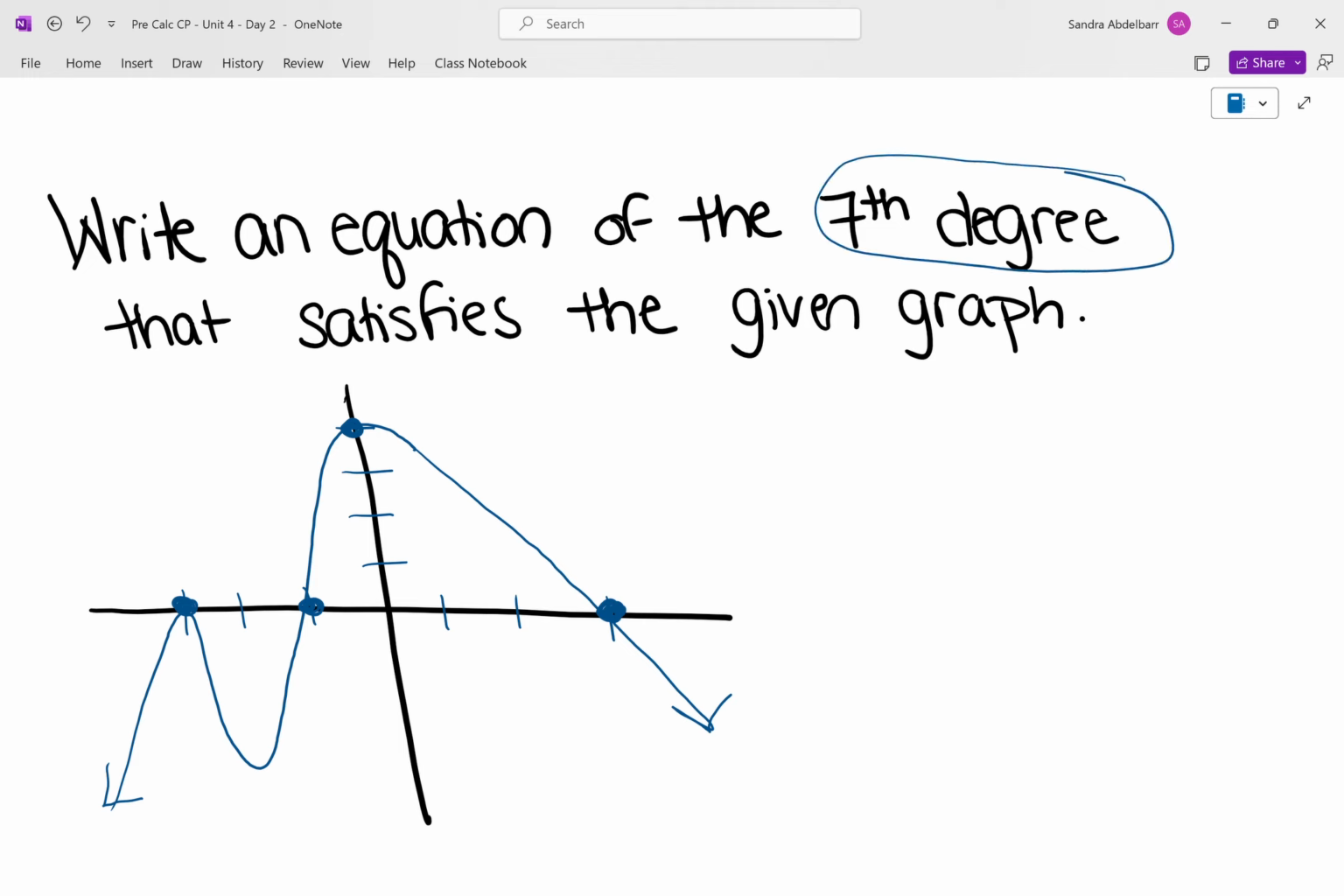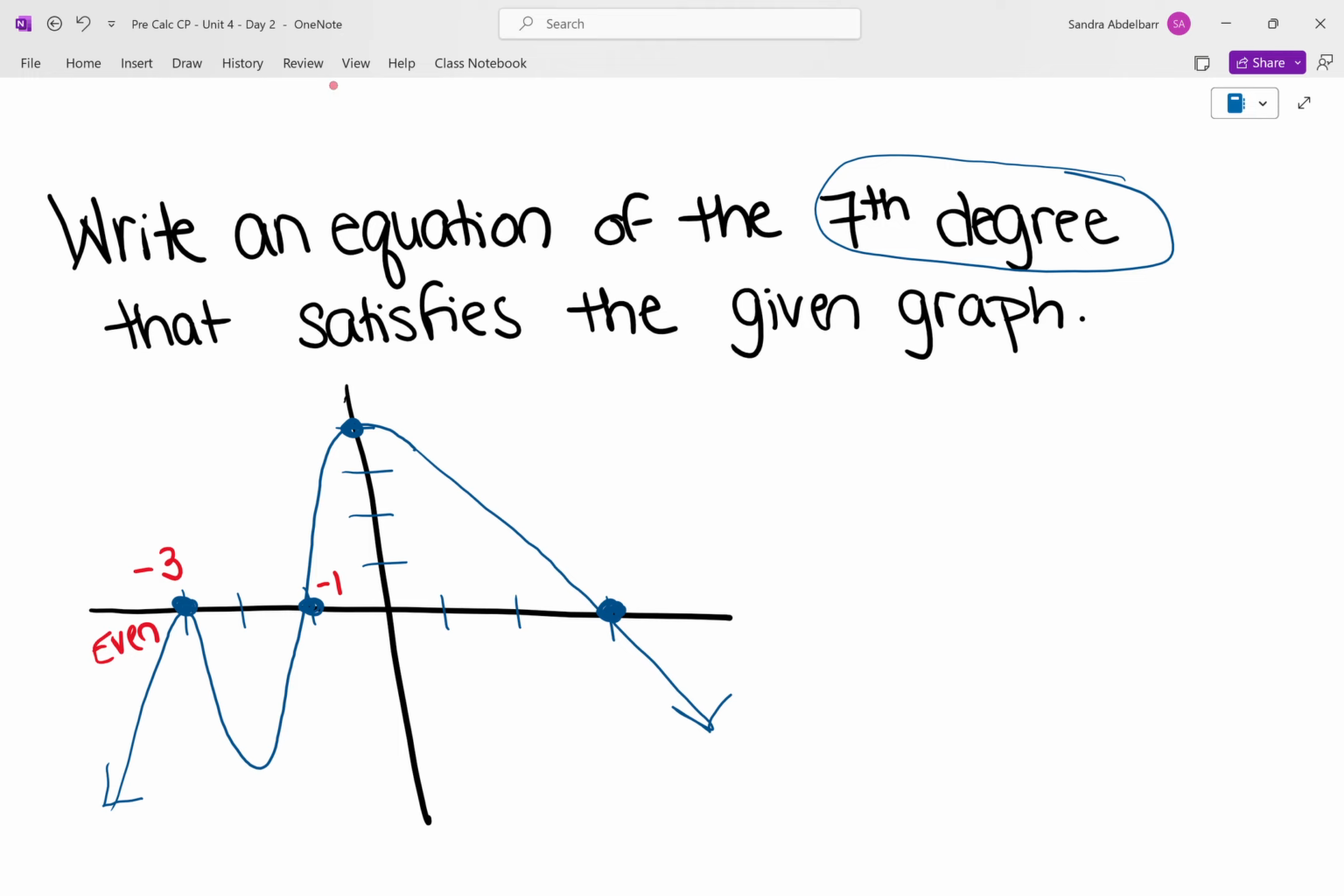Okay, guys. So we're saying write an equation of the 7th degree. That means if all the exponents, when you multiply it all out, it has to be a degree of 7. Let's look at this. I'm going to go through and identify my zeros. Do we all agree this is a -3? It was -3 and it was a bounce. Was that even or odd? Even. So I'm going to write even.